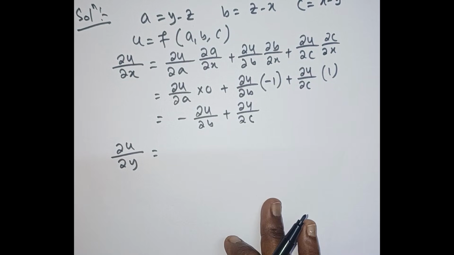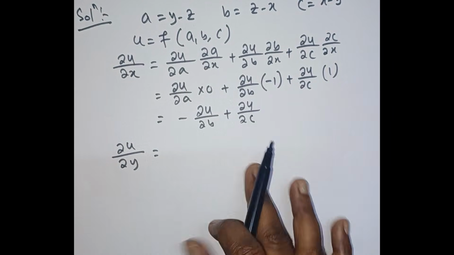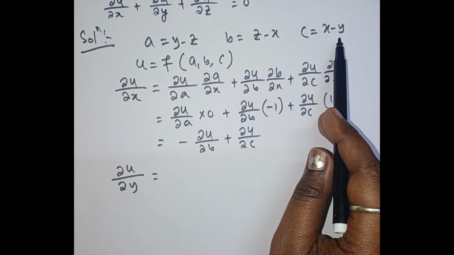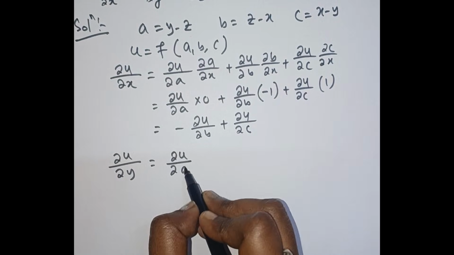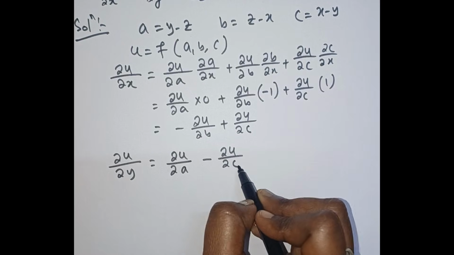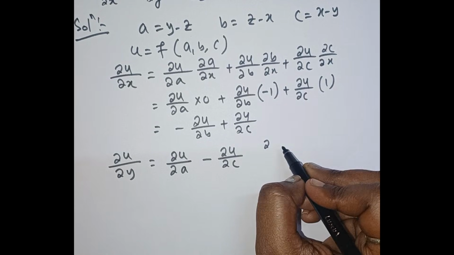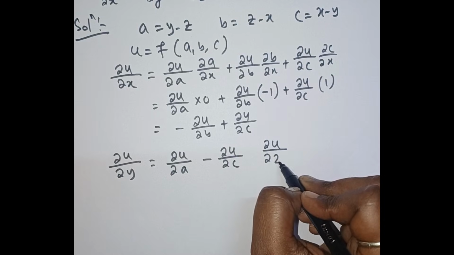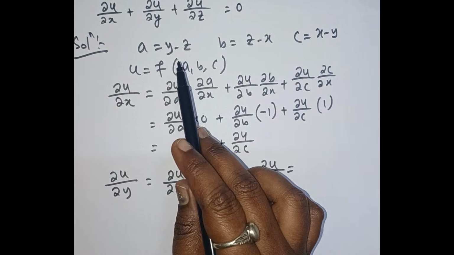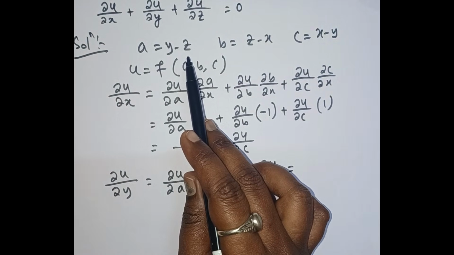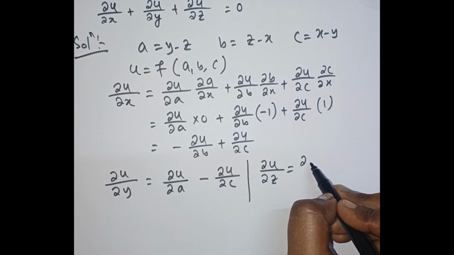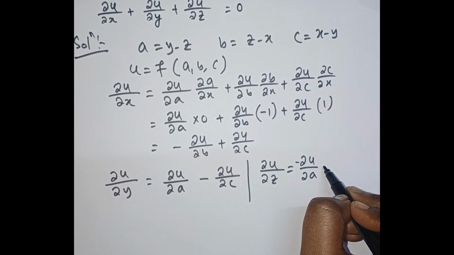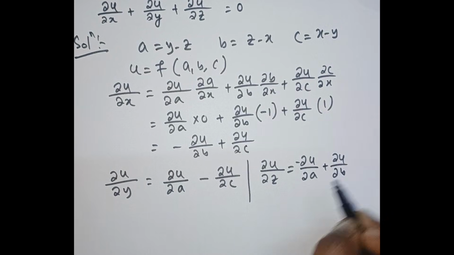See, if we calculate ∂u/∂y, then we need ∂a/∂y, ∂b/∂y, ∂c/∂y. But y is in positive term for a and y is in negative term for c, and no y term in b. So it will be ∂u/∂a minus ∂u/∂c. And similarly, for ∂u/∂z, you can see in a z is in minus term and in b z is in plus term. So this will be minus ∂u/∂a plus ∂u/∂b.